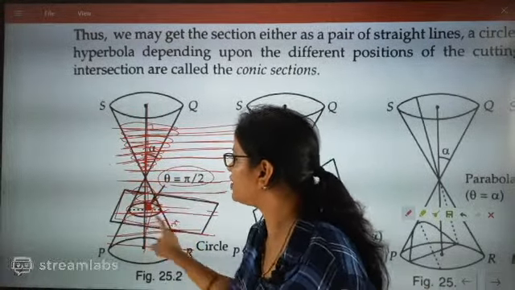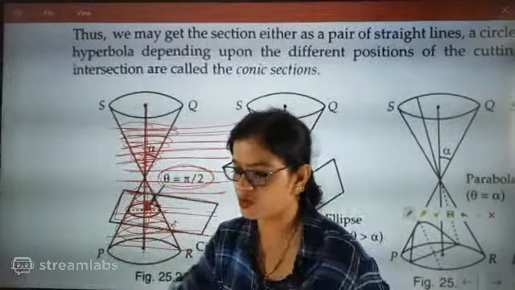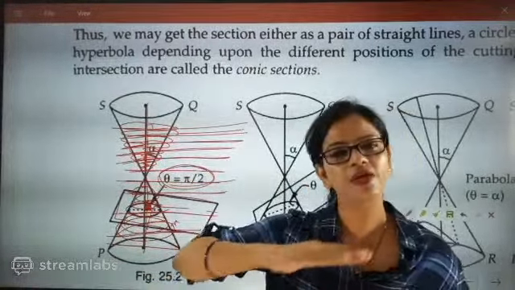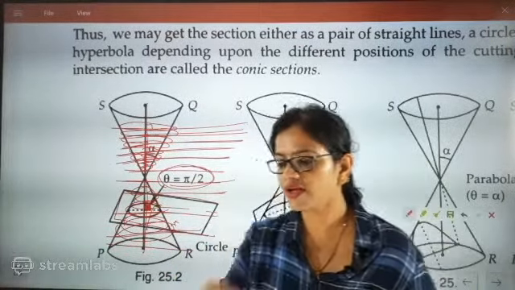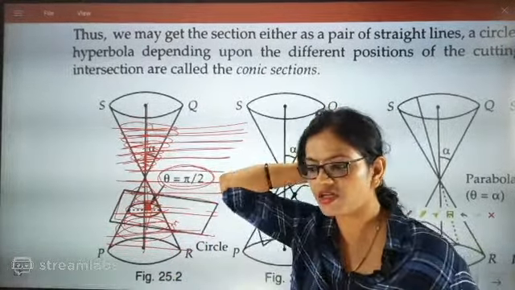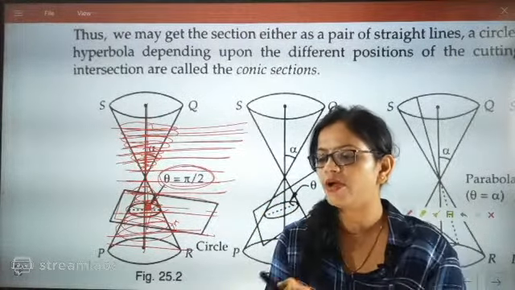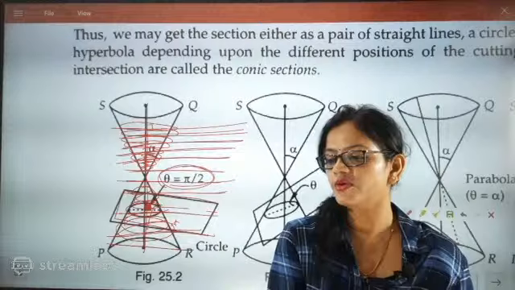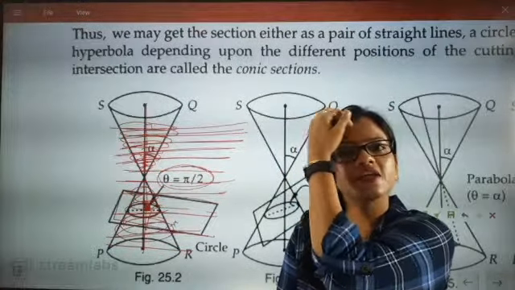Come on, quickly tell me, did you understand this part? Till theta is equal to pi by 2. When theta is equal to pi by 2, what type of figure are you going to get? What answer are you going to get? Come on, quickly tell me, what type of figure will you get when theta is exactly pi by 2?